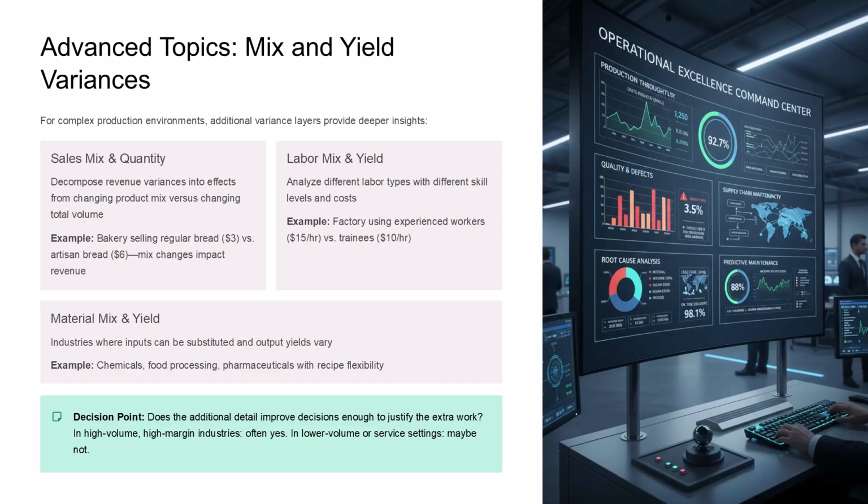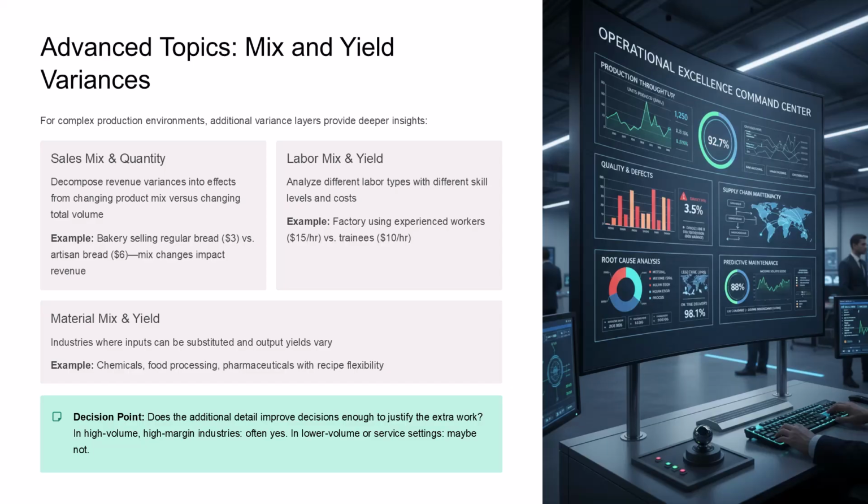If they sell more regular bread than planned and less artisan bread, even if total units sold hit target, revenue will be below budget. A sales mix variance isolates that effect. Similarly, in a factory that can use experienced workers at $15 per hour or trainees at $10 per hour, if you use a different mix than planned, that creates a labor mix variance separate from efficiency and rate variances.